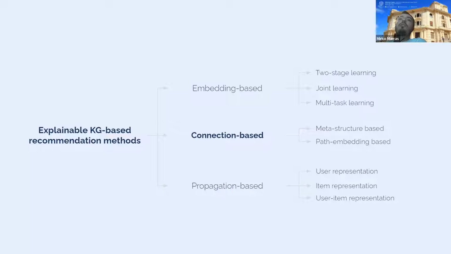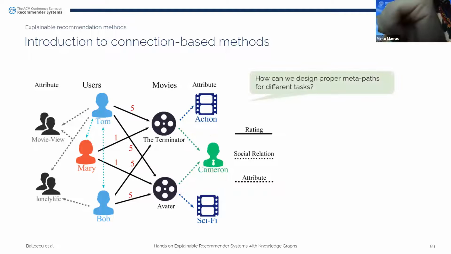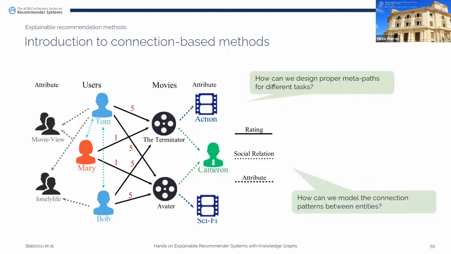Okay, so let's now move to connection-based methods. Connection-based methods utilize the connection patterns in the graph to guide the recommendation. Most works in this group utilize the user item KG to mine the relationships among entities in the graph. And the two main design choices for systems in this class include how to design proper metapaths representing the KG for different tasks, and how to model the connection patterns between entities in the KG. We will see now a few solutions to these two problems.